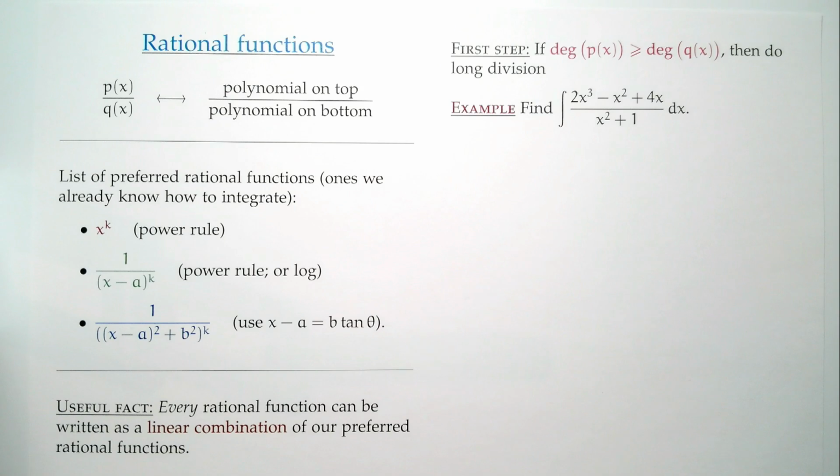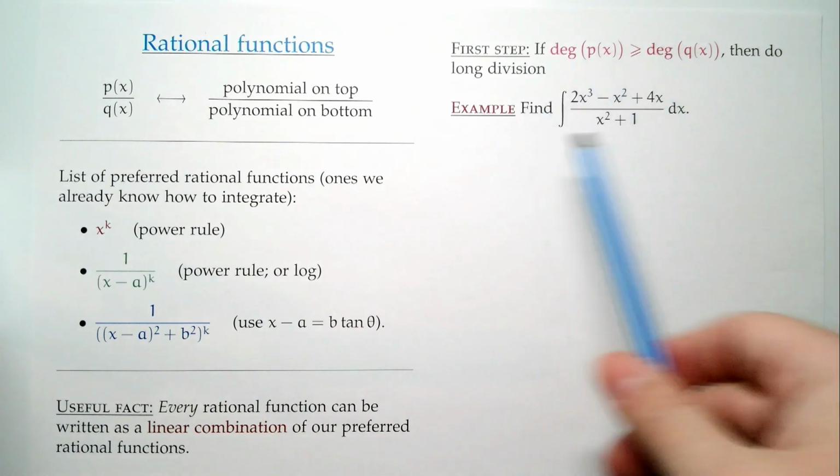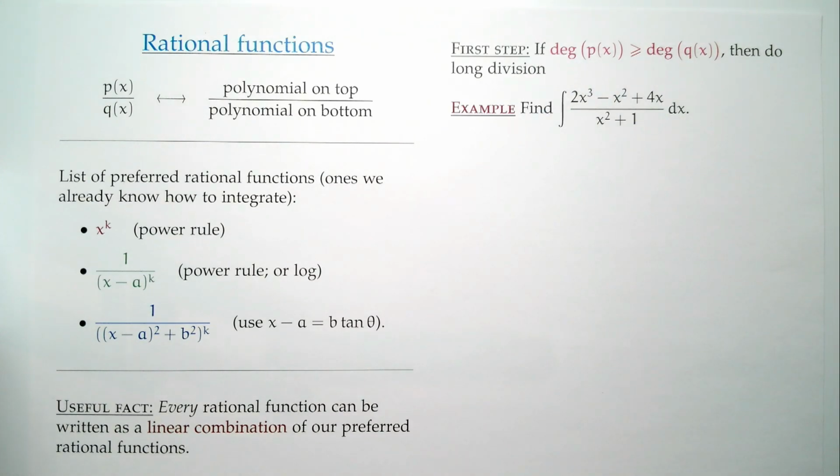So let's do an example. Find the integral of 2x cubed minus x squared plus 4x, that's our numerator, divided by x squared plus 1, that's our denominator. So we look at the powers. What's the power on the top? 3. Power on the bottom? 2. 3 is bigger than or equal to 2. So that means we do need to do long division.